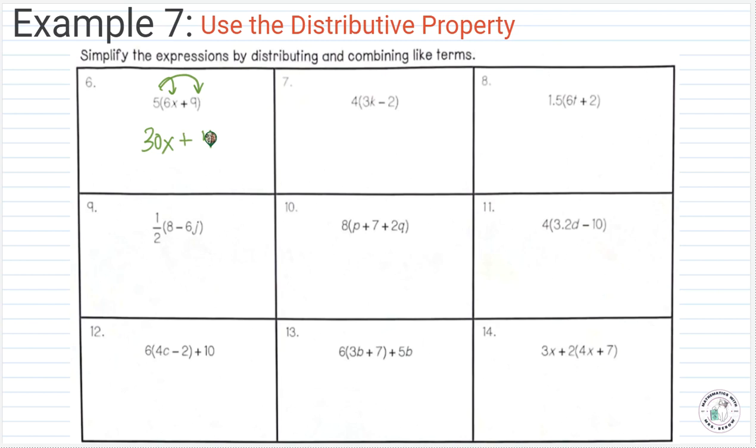5 times 9, 45. Again, these are not like terms, so be careful not to go too far with the question. Go as far as you can with combining like terms. If there are none, like in this case, that's your answer. You just needed to make sure you got rid of those parentheses.